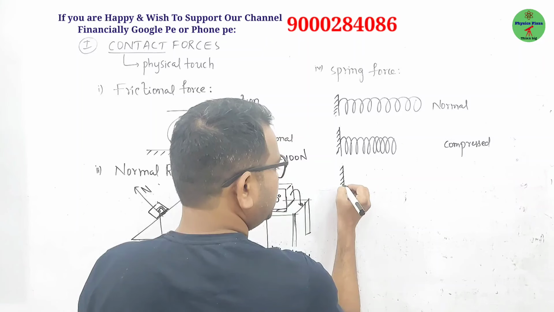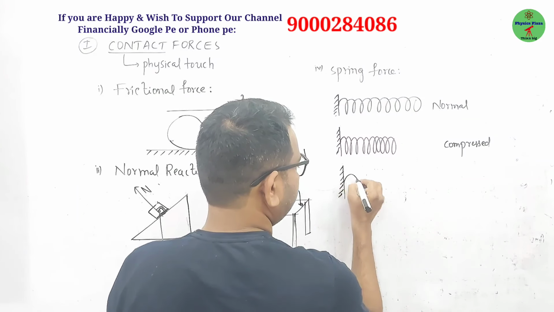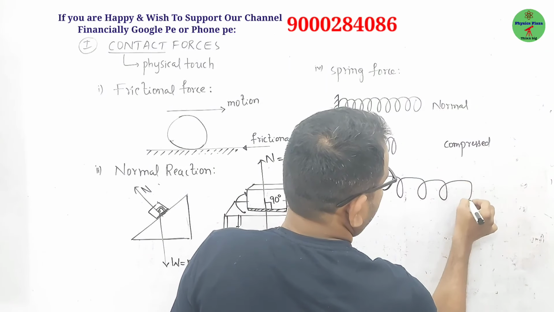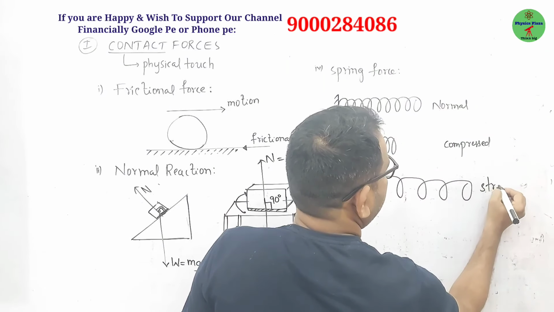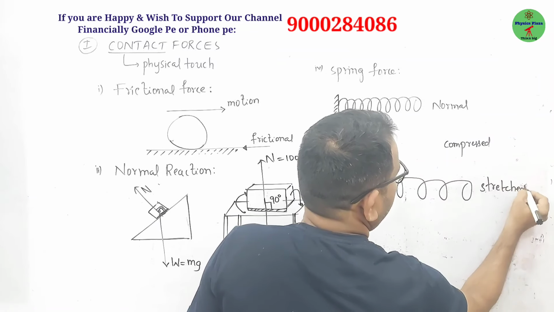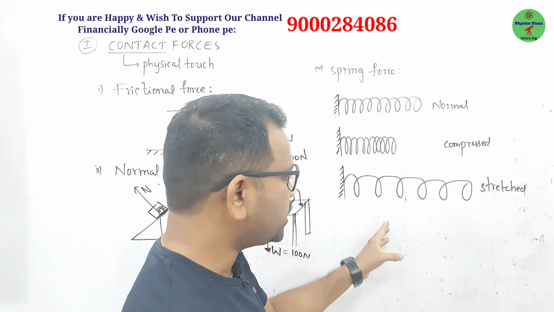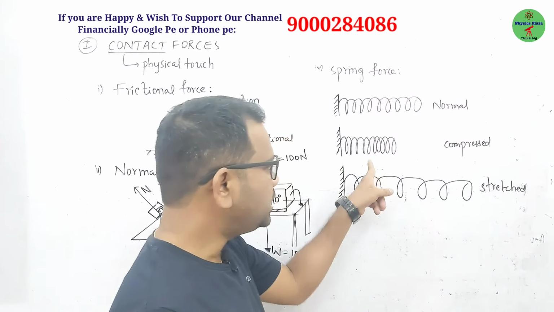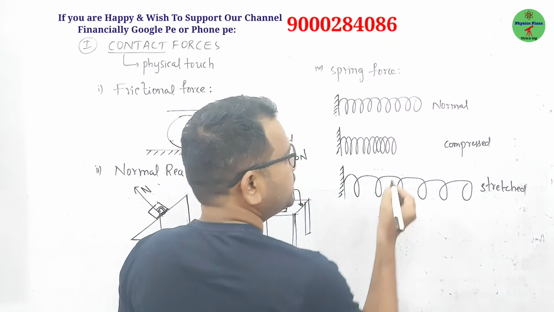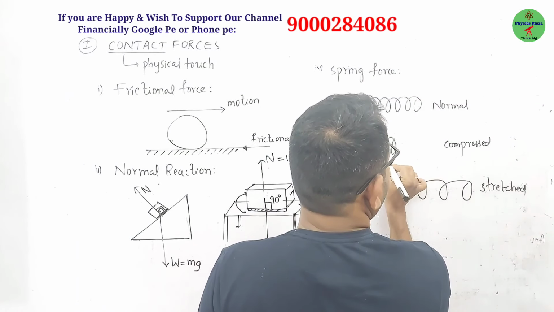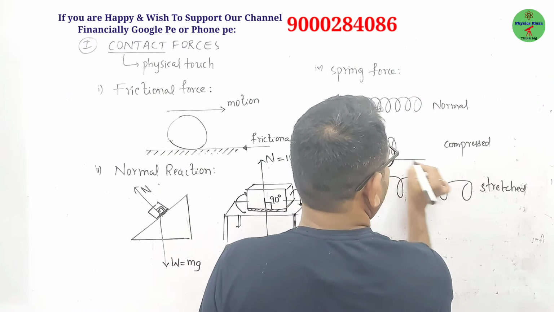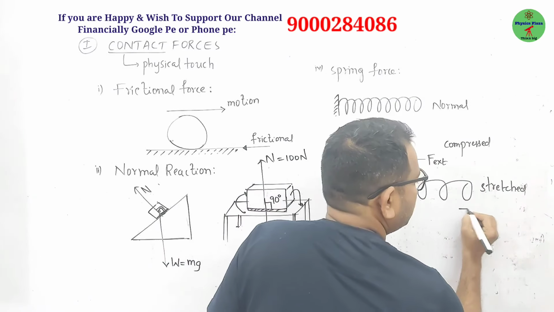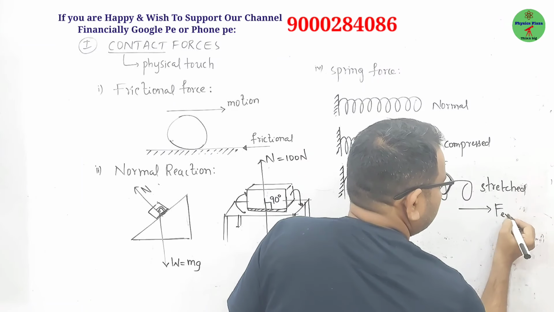The next condition is that it is stretched. So it is a stretched condition. In the stretched condition we have taken, to compress or to stretch, some force must act. But in this case, in which direction would we have applied the force? Yes, here in this direction we applied the force. Let us say F, the external force. External means the force that we are applying, and here this force acts to compress.